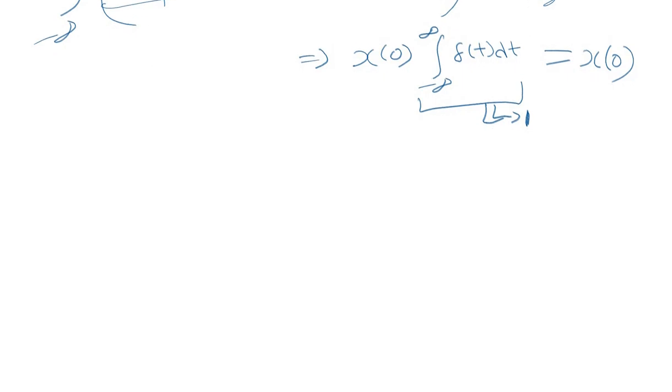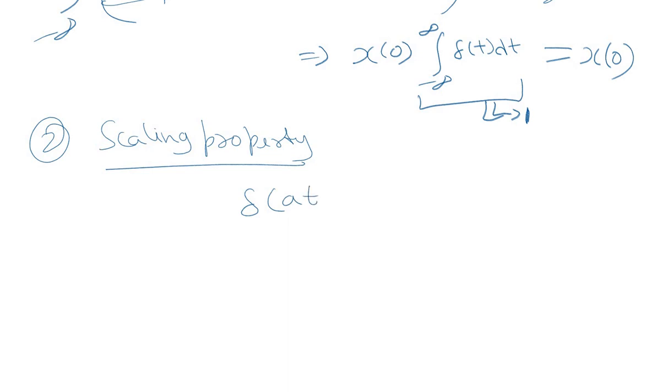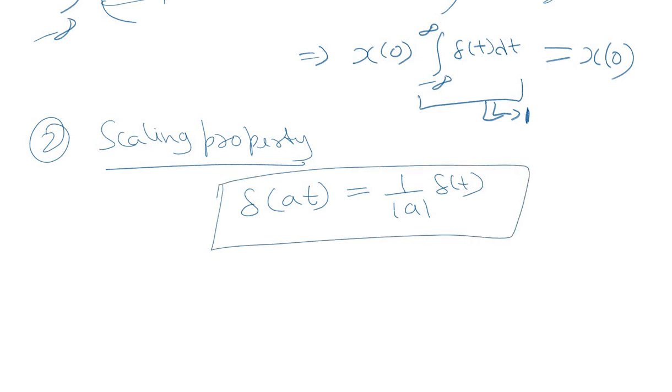Moving on, the second property of the continuous time unit impulse function is the scaling property. We can define the scaling property as delta of a t. If you scale the independent time variable, the resultant will be 1 over modulus of a times delta t. Again, you can easily prove this property. I am not going to do it for this. You try it on your own.